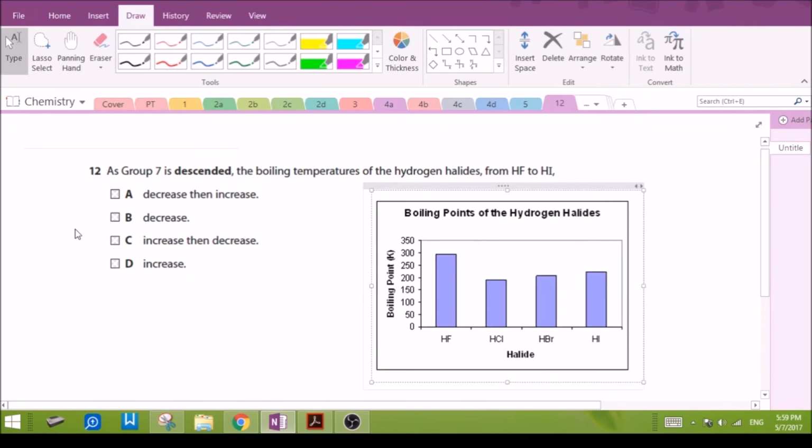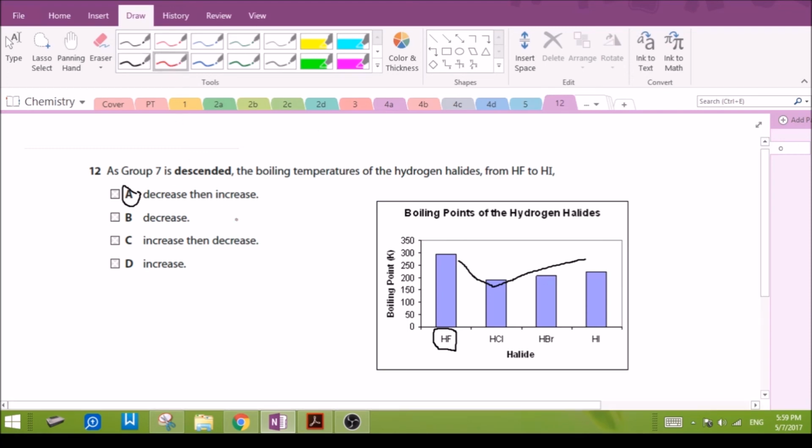Number 12, as we go down the group, the hydrogen halides' boiling temperature will change. Now I've pulled up a diagram to show you the changes in the boiling point. What we should notice is that the boiling point for hydrogen fluoride is the highest, right? And then it drops when it goes to hydrogen chloride, and then after that it starts to increase. So the trend is decrease then increase, but then of course we have to know why that is so.